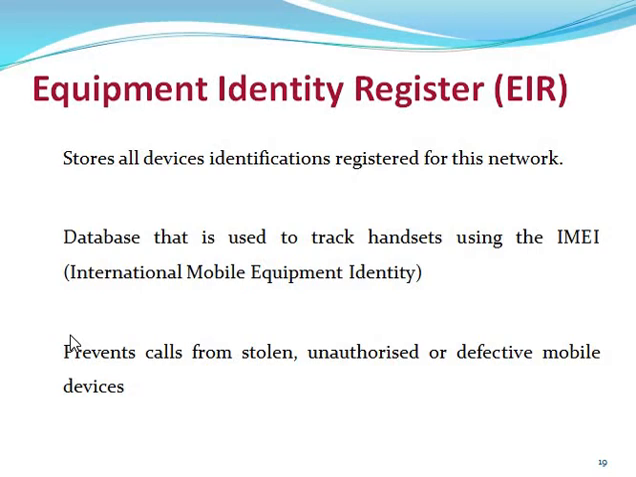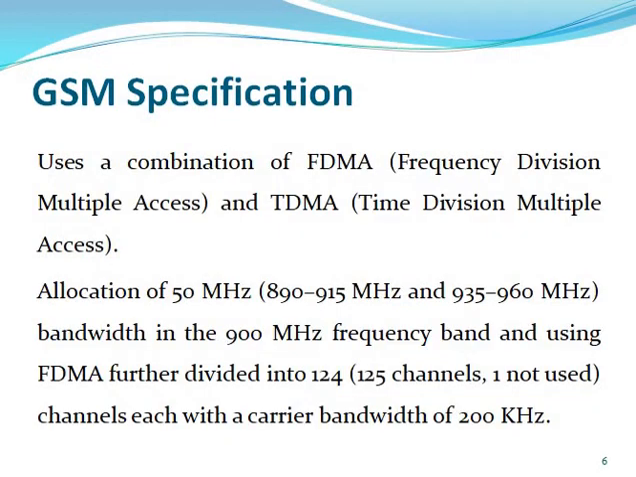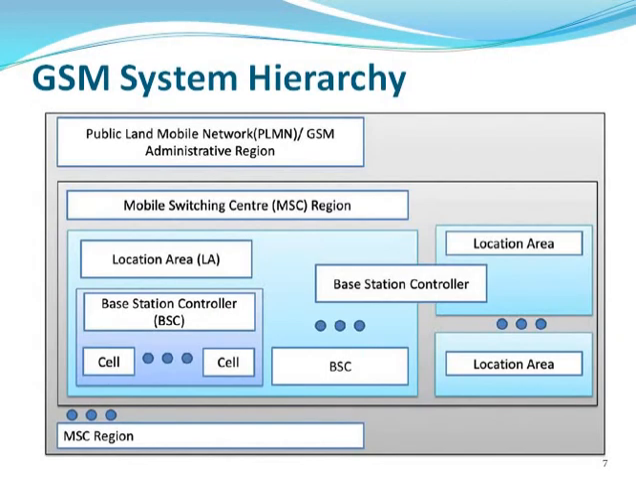It prevents calls from unauthorized users or defective mobile devices. So all the call records are stored against the IMEI number in the database, and using the IMEI number your location or call record can be tracked, and you can check authorized users and manage all the activity using the equipment identity register.